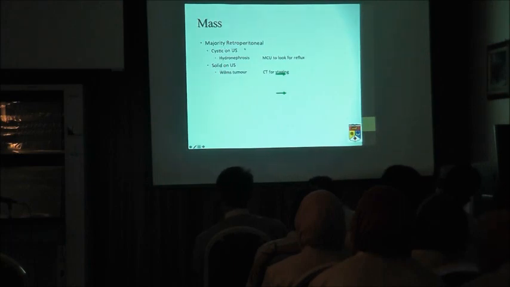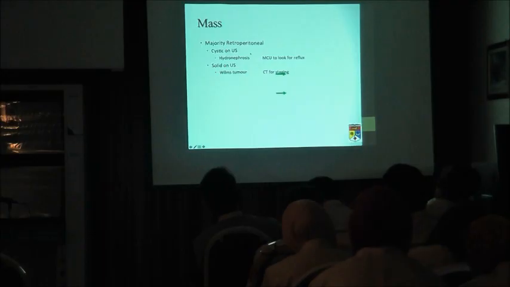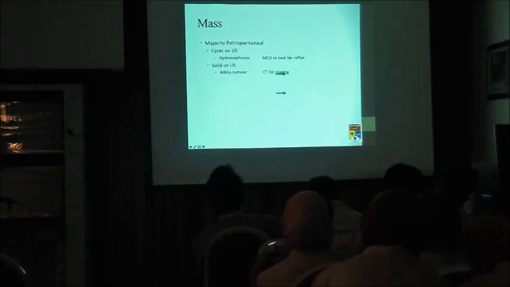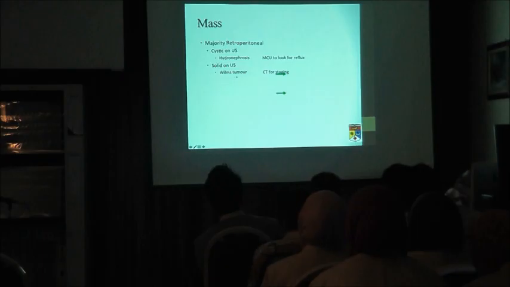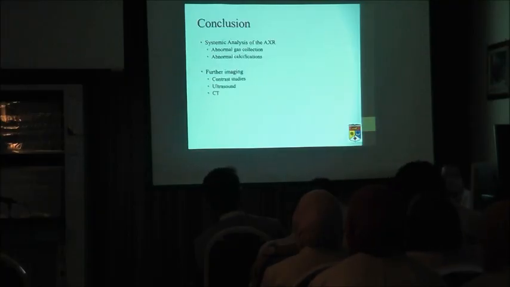Majority, most of the mass in the child will be in the retroperitoneal region. If it's cystic on ultrasound and there is hydronephrosis of the kidney, you need to do MCU. Alright. If it's solid on ultrasound, then the modality is more of solid treatment. Usually it will be Wilms on the child. And you need a CT for staging. Alright. And I think that's the end of the conclusion.